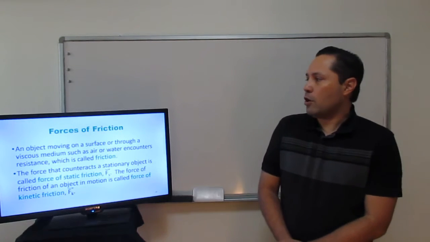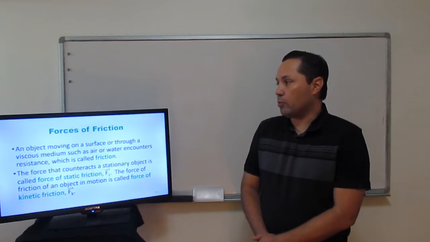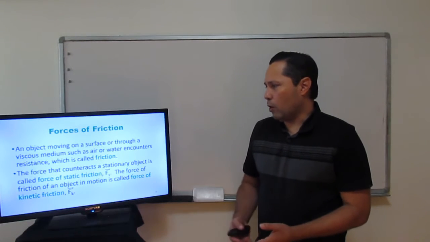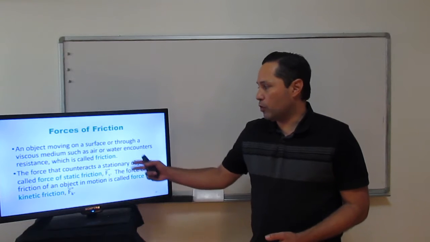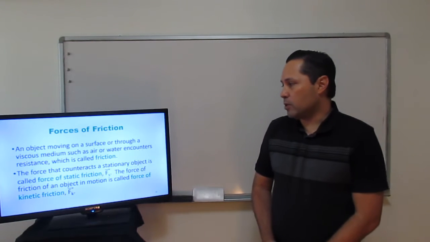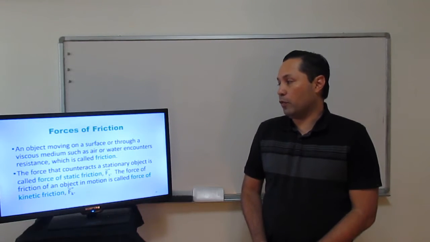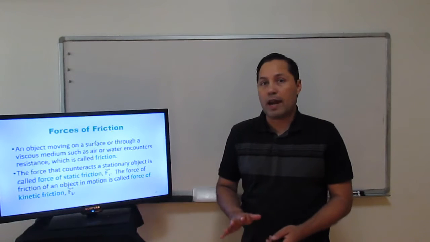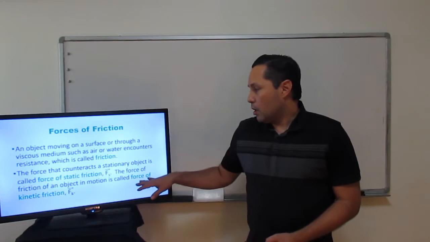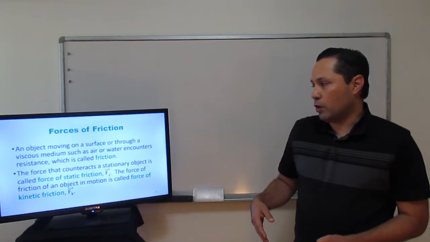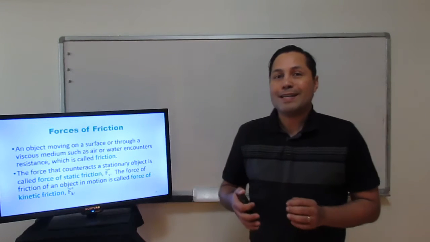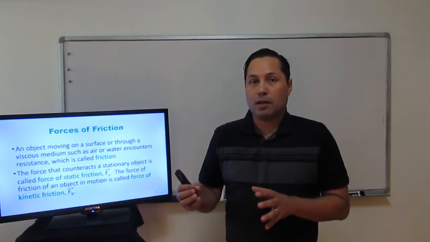Forces of friction: an object moving on a surface or through a medium, such as air or water, encounters resistance. That's referred to as friction. The force that counteracts a stationary object is called the force of static friction. So static is not moving. On the other hand, the force of friction of an object in motion is called force of kinetic friction. Kinetic meaning movement.